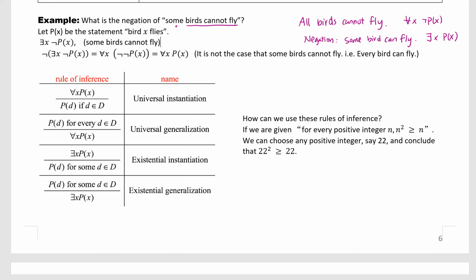Okay, next we also have some rules of inference about the universal quantifier and the existential quantifier. Here let me explain. For all x, P of x, which means this is true for all x, which means as long as d is in the domain of discourse, then P of d is true. This is called universal instantiation.